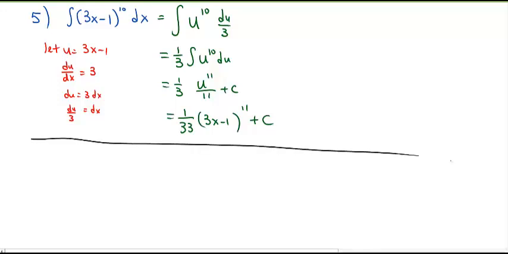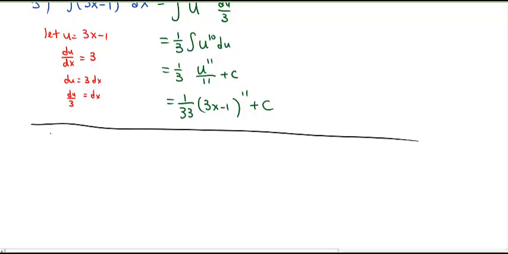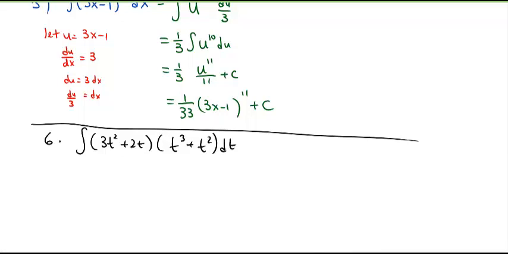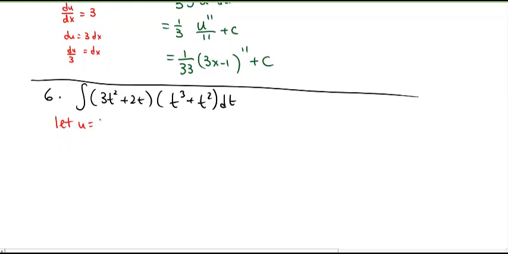Number 6. Let me quickly write out the question for you. The integral of (3t squared plus 2t)(t cubed plus t squared) dt. Once again, what do we let equal to u? Some ugly function. If you're like, both these are ugly, I know. Take the higher power one. Because our next step is to find du. Now, don't forget, this is not dx this time, right? The variable here is t, so it's du dt.